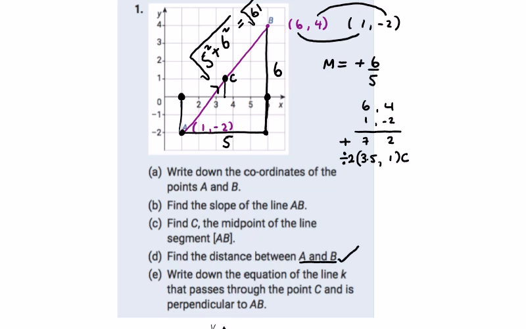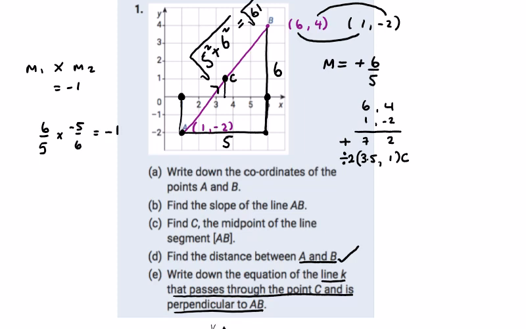The distance between A and B, we've used Pythagoras. We'll do that every time. And then the equation of the line K that passes through C and is perpendicular to AB. So what we know about perpendicular slopes is that the product of them, written as m1 by m2 for two different slopes, is equal to -1. Or if we have one slope is 6 over 5, we'd have to multiply this by -5 over 6 to get -1. Or we take the original slope, we turn it upside down and change the sign.